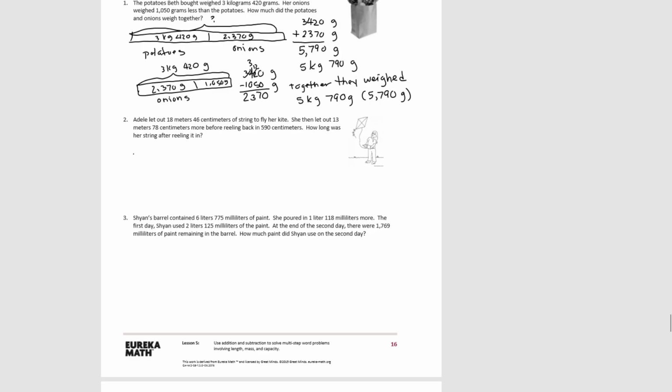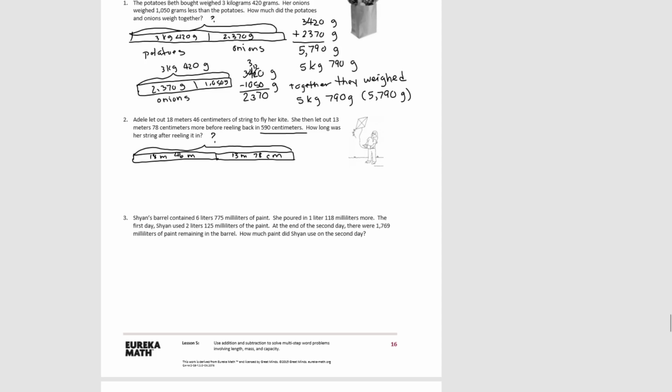Okay, so here we see Adele let out 18 meters and 46 centimeters of string to fly her kite. Then she let out 13 meters and 78 centimeters more. And then we see she reeled back in 590 centimeters. But before we can figure out how long the string was after reeling it back in, we need to figure out how much she let out.